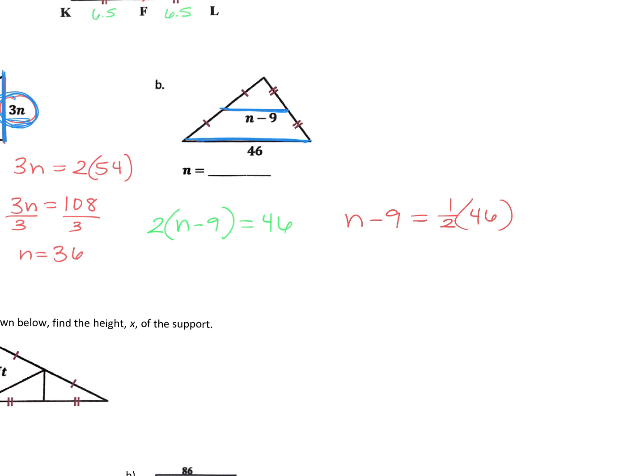Just out of curiosity, who likes the green way? Who likes the red way? Okay, so it's a mix.